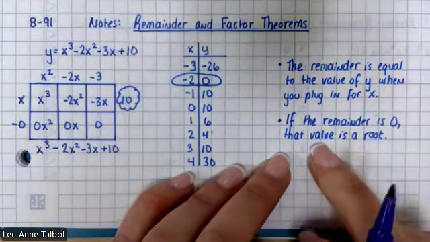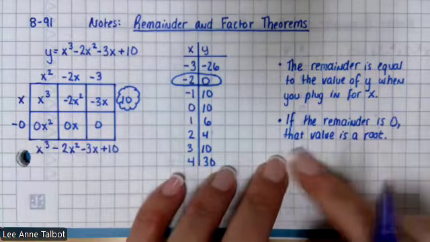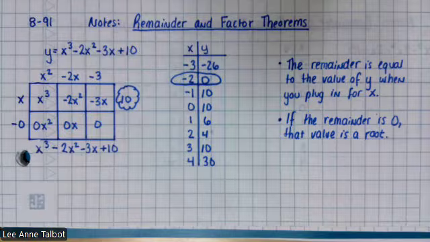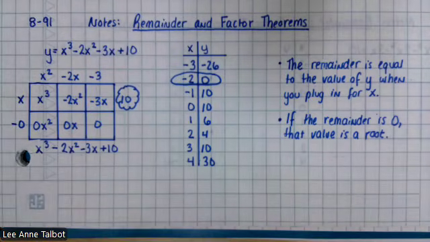This says value, by the way. If the remainder is zero, that value is a root. And that's the whole point. That's what we want to find for our sketching and stuff, so we would know where to put that dot on the x-axis.